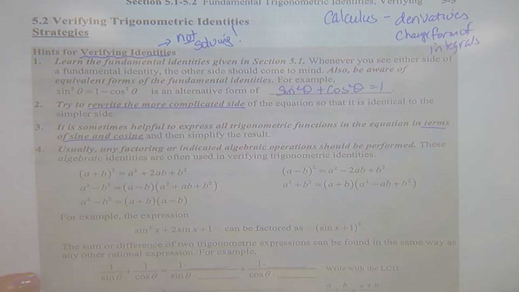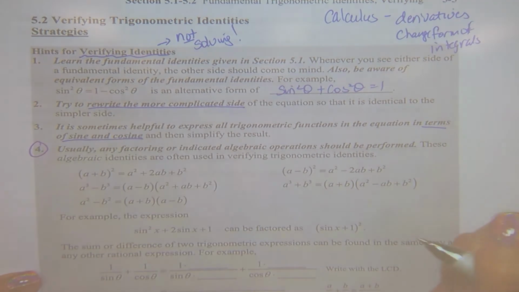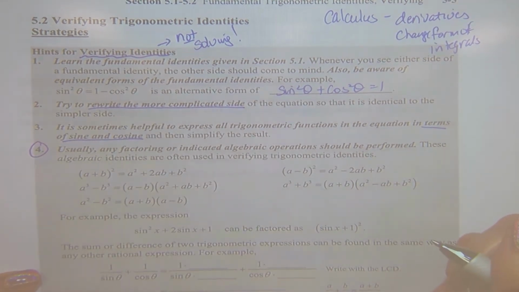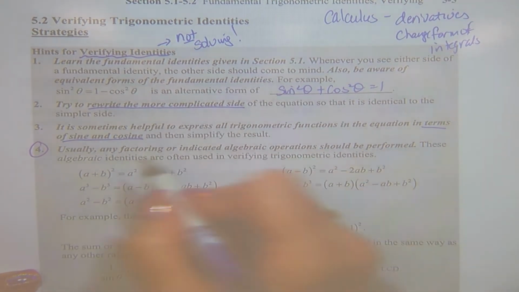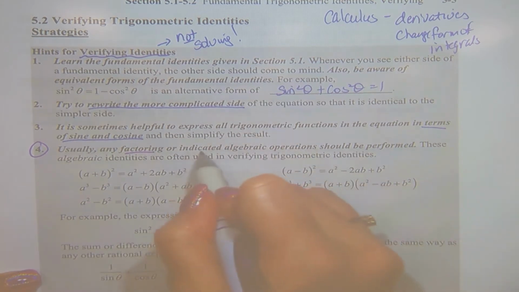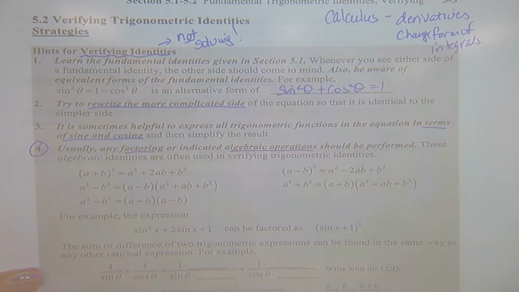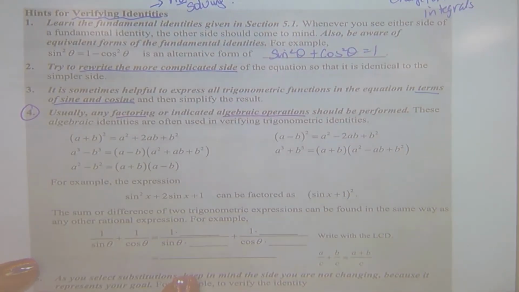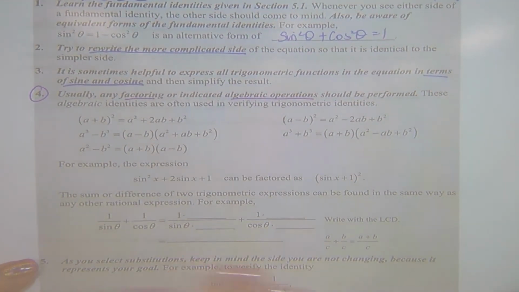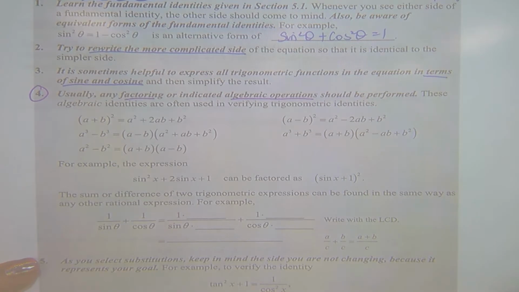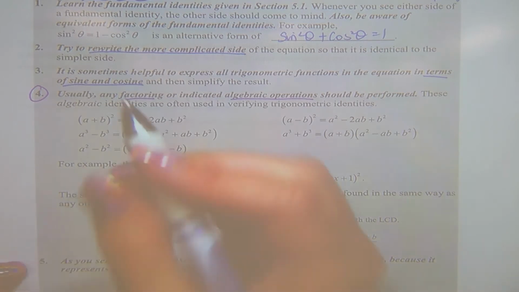Number 4 is a big one. Usually, any factoring or indicated algebraic operations should be performed. So if you can factor, or if you can do some algebraic operations, usually that is going to help you move forward. Here are some reminders about some algebraic identities that you should know from college algebra. If you don't remember these, you need to brush up on them.